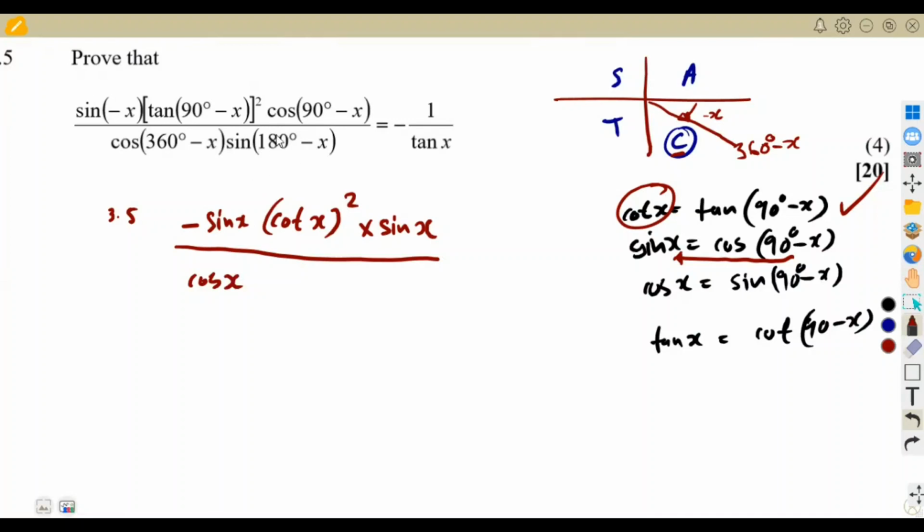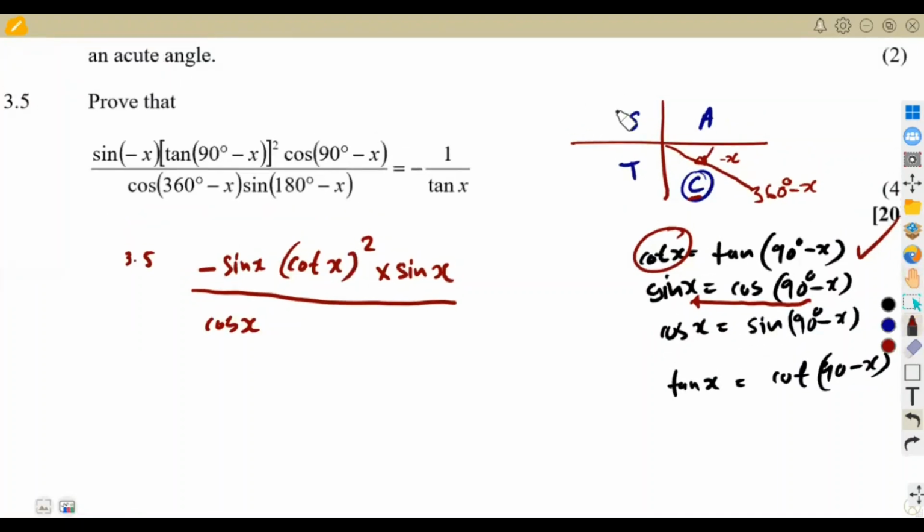Then sine 180 degrees minus x, this is in the second quadrant. Remember, in the second quadrant, that's where we're going to have our x here, and this angle is going to be 180 degrees minus x. And in this quadrant, it's for sine. Sine is positive there, so it means we are going to have sine of x as a positive, right?